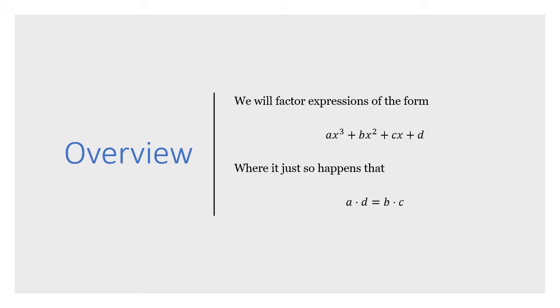So here's the overview. We're going to factor expressions of the form ax cubed plus bx squared plus cx plus d. And remember, this is actually a cubic, where it just so happens that whatever the value of a is times whatever the value of d is, it's going to equal whatever b is times c. So that's the special case that's necessary for this trick to work.